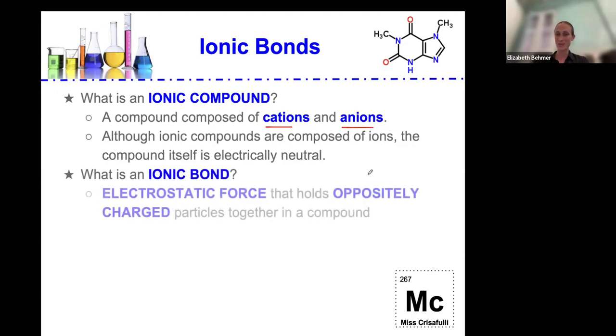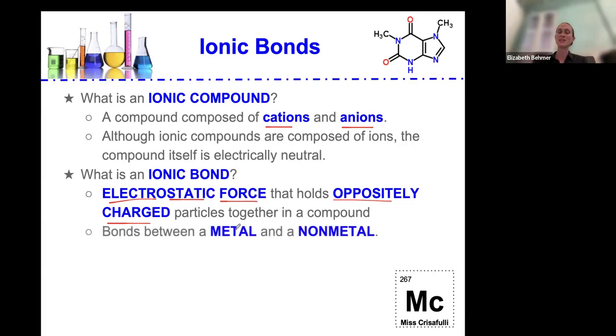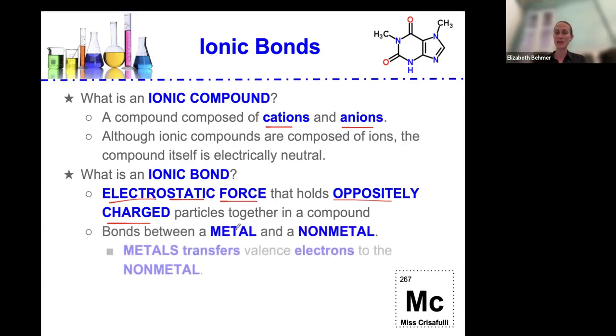What is an ionic bond? An ionic bond is an electrostatic force that holds oppositely charged particles together in a compound. So a compound is made up of cations with their positive charge, anions with their negative charge. That's what an ionic compound is. An ionic bond is what's holding those oppositely charged particles together in that compound. It's usually a bond between a metal and a nonmetal, and metals will transfer valence electrons to the nonmetal.